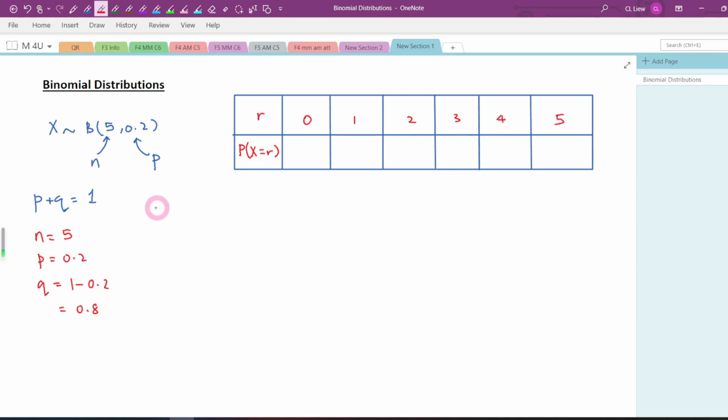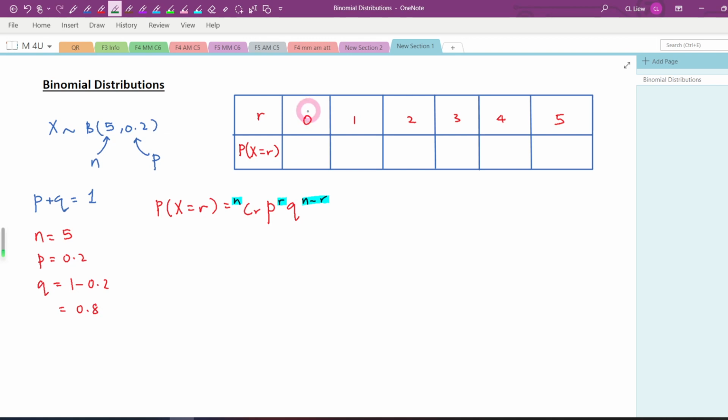Now, can we complete this table? Yes, you need to remember the formula. P(X equal to r) is equal to nCr times p raised to the power r times q raised to the power of n minus r. It is very important that you check when you write this: always make sure that the sum of these two powers must be equal to the value of n. But you need to be more careful when you calculate using your calculator.